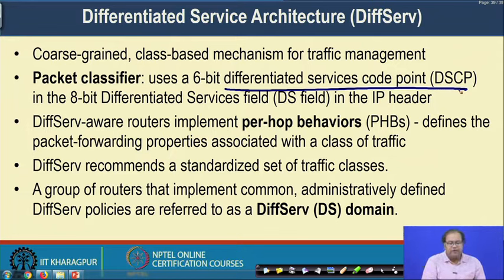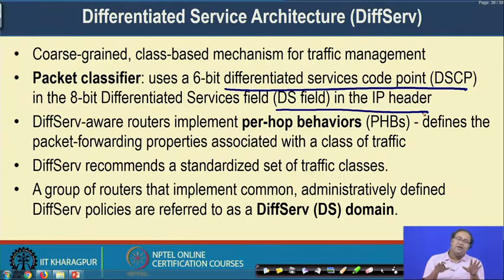So, the DSCP field is included inside the 8-bit differentiated service field, the DS field inside the IP header. So, in the IP header itself we will find this DS field which contains the DSCP field, and that DSCP field determines the fixed traffic classes that the differentiated service architecture can support. So, that is a major difference between the integrated service architecture and the differentiated service architecture.